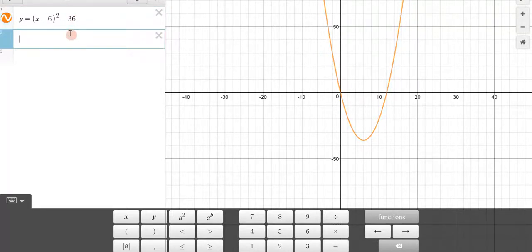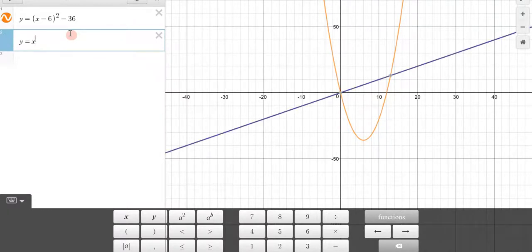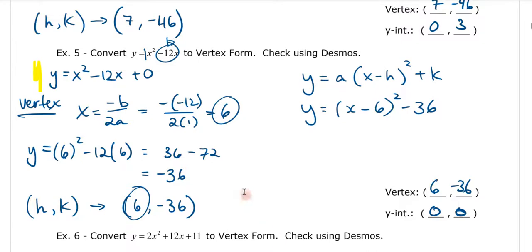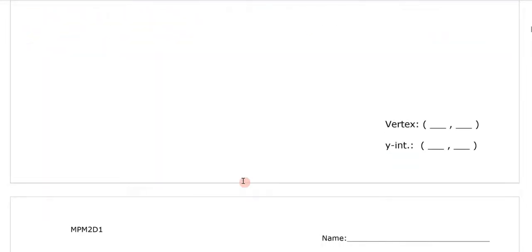And now I'm going to plot the equation in standard form given to us in the problem. So x squared minus 12x. And you'd see that the two graphs line up. They are equivalent equations. Okay. All right, let's do one more.